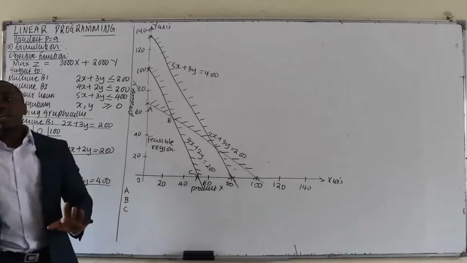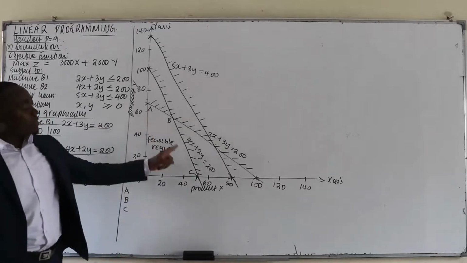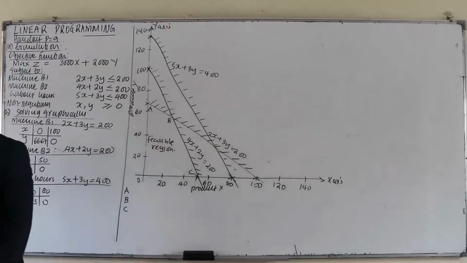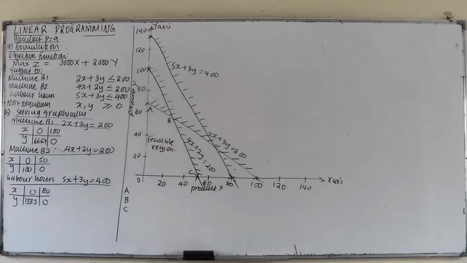Now, just using your naked eyes, between corner A, B, and C, which one is the farthest from the origin? Can someone assist me with a big ruler? There's no big ruler, eh?